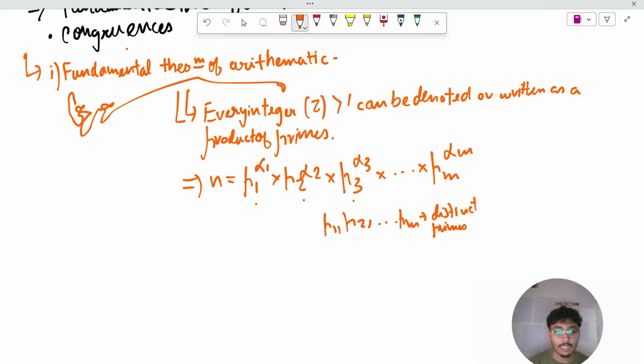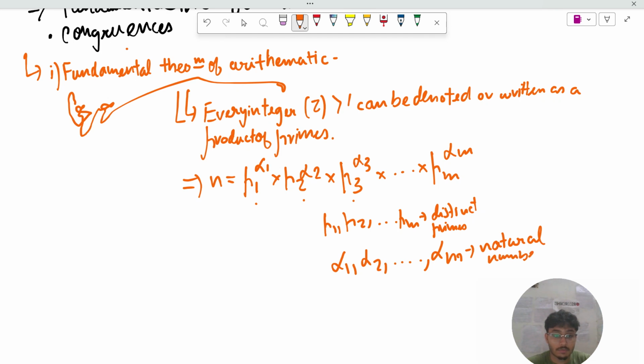Unfortunately, my current has gone, but that's not an issue. And alpha 1, alpha 2, all the way till alpha m are natural numbers. So my n is a number greater than 1 and it can be expressed as a product of primes, and the primes can be raised to any number of powers.